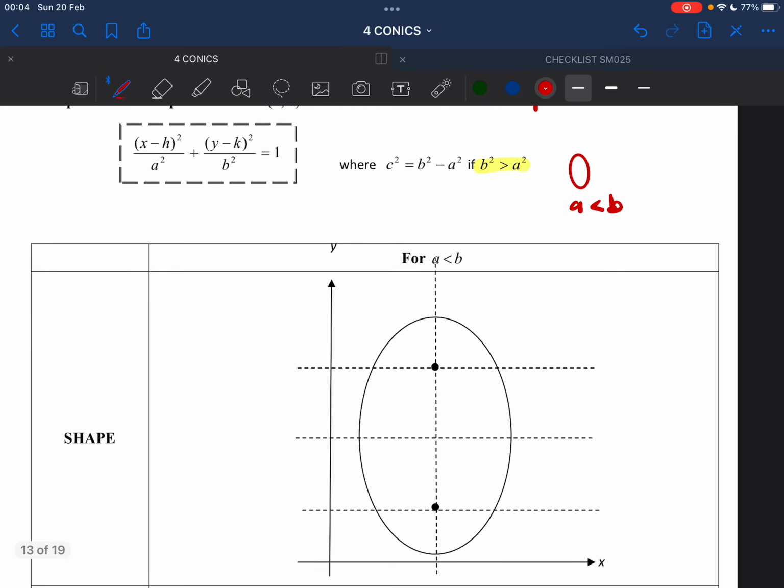So how are we going to find c? As you can see from the equation, we don't have c. So how to find c, the distance between the center and foci, is by using this formula here: c squared is equal to b squared minus a squared, the same formula as for the horizontal shape.